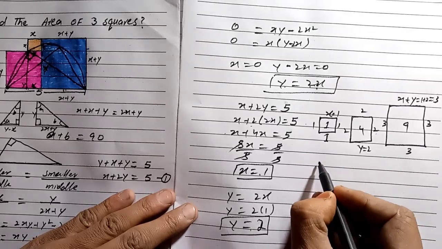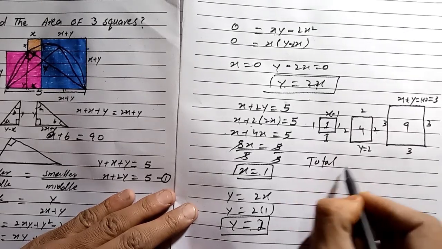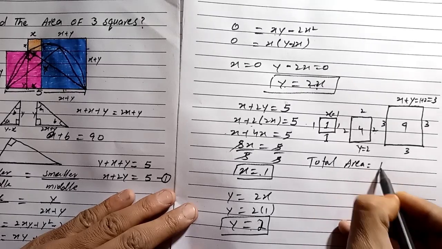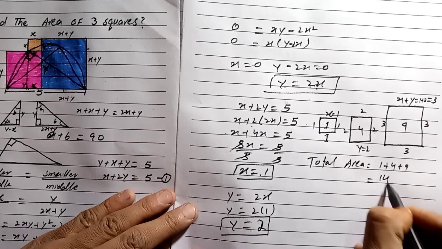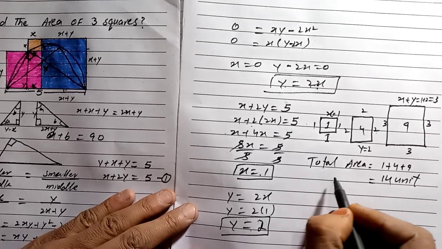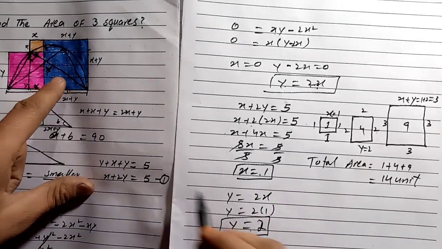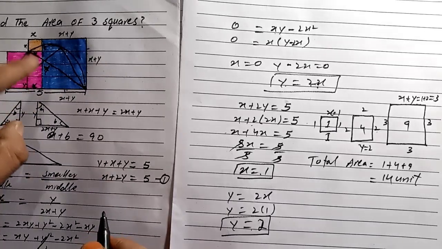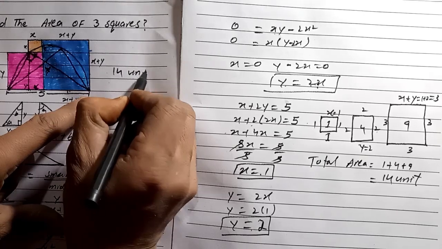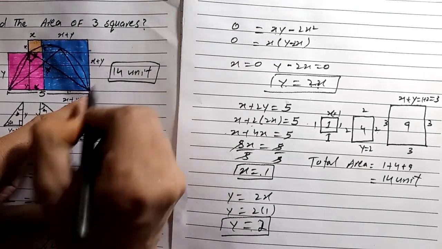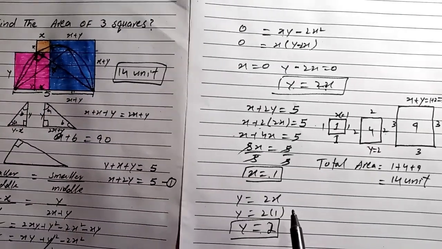So our total area will be 1 plus 4 plus 9, which is equal to 14 units. So the total area of these three squares is equal to 14 units. So this is our final answer.